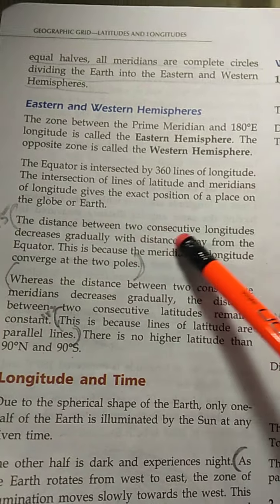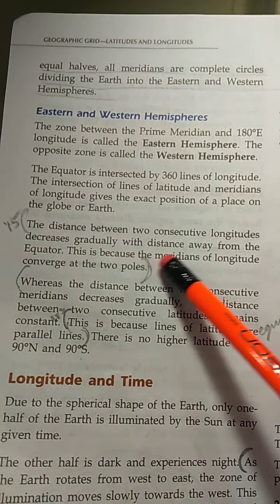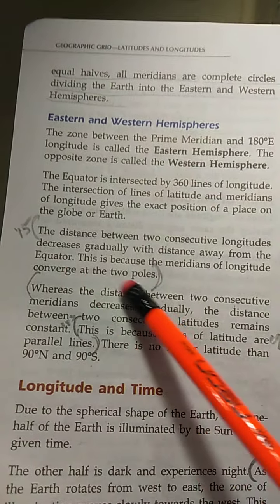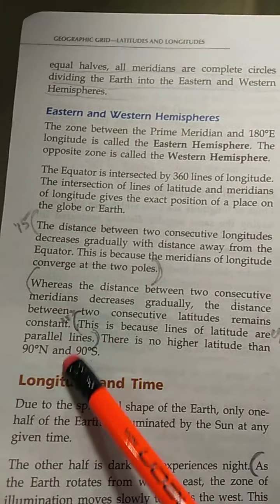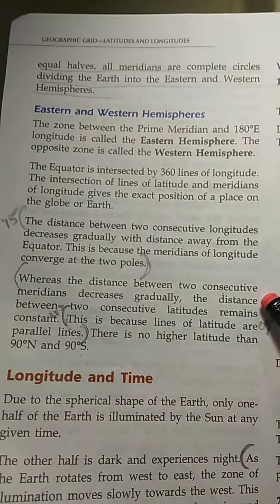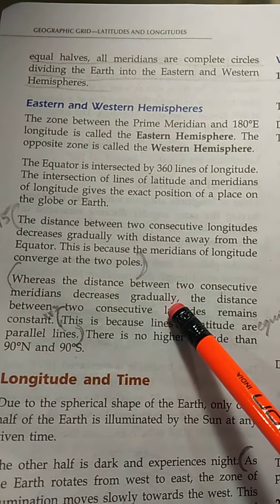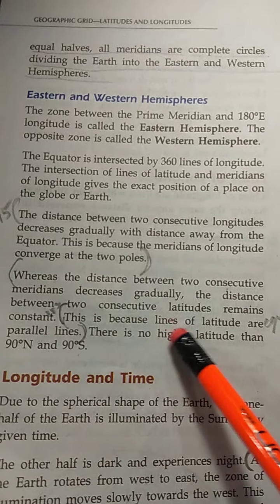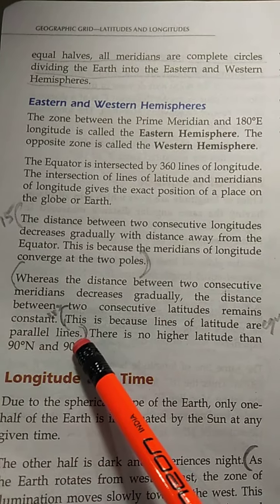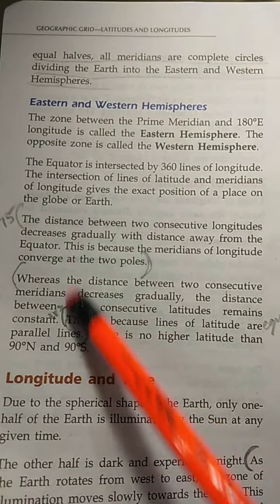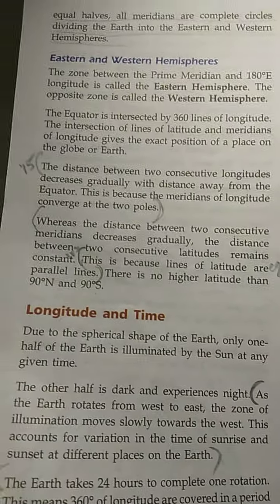The distance between two consecutive longitudes decreases gradually with the distance away from the equator. This is because the meridians of longitude converge at the two poles, and the continuation of the answer is given in the fourth paragraph. Whereas the distance between two consecutive meridians decreases gradually, the distance between two consecutive latitudes remains constant. This is because lines of latitudes are parallel lines. There is no higher latitude than 90 degree north and 90 degree south. So these are the two paragraphs which pertain to this particular question.